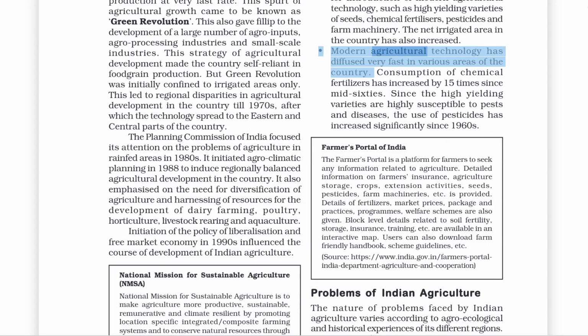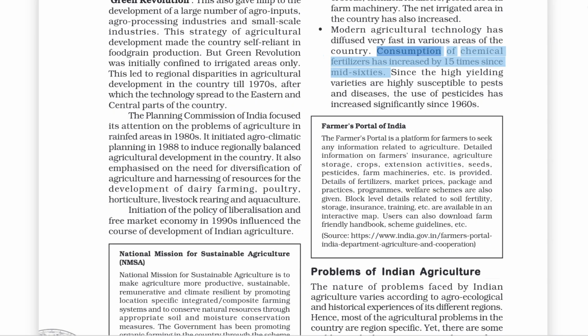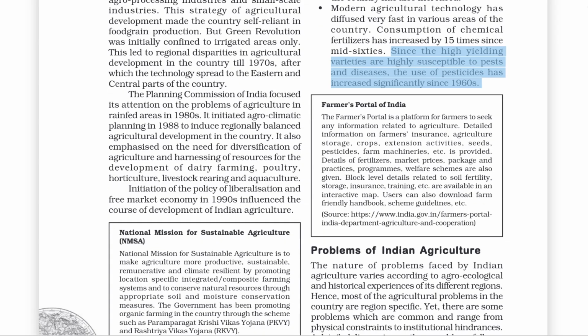Modern agricultural technology has diffused very fast in various areas of the country. Consumption of chemical fertilizers has increased by 15 times since mid-60s. Since the high-yielding varieties are highly susceptible to pests and diseases, the use of pesticides has increased significantly since 1960s.